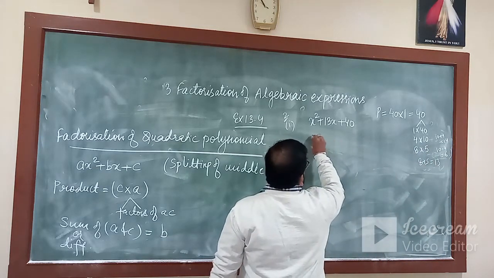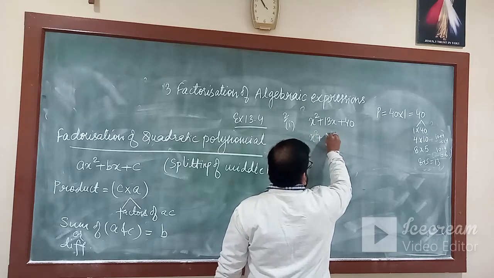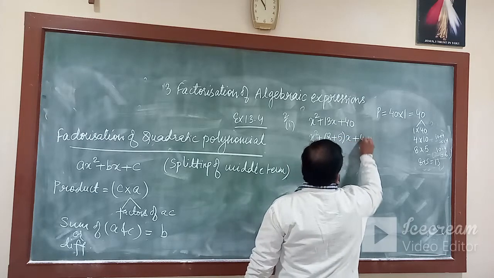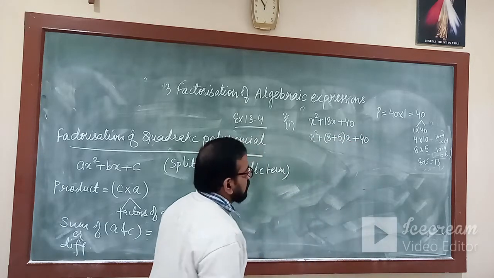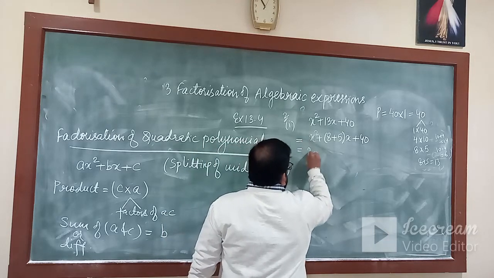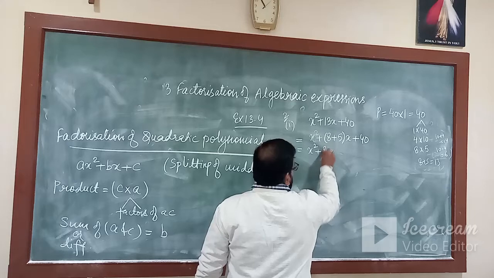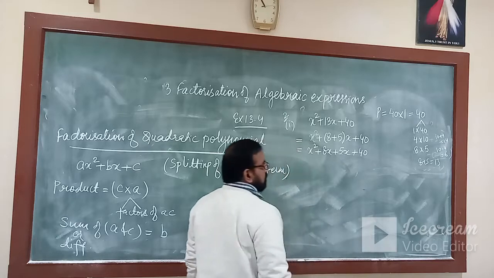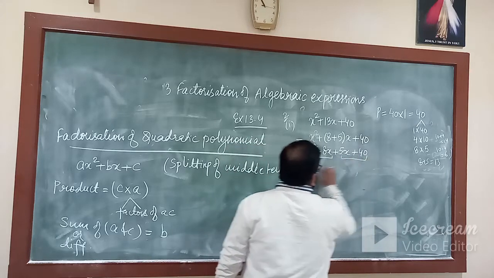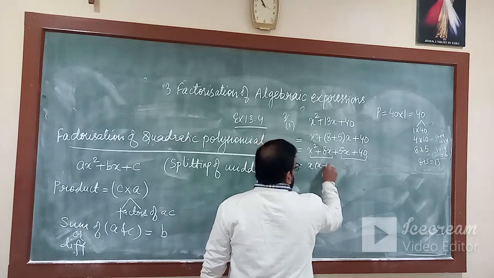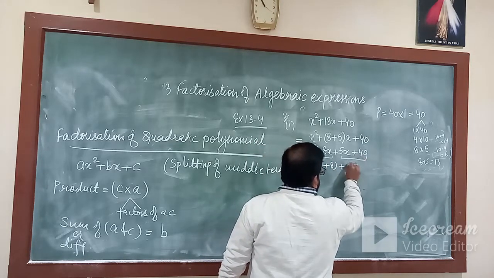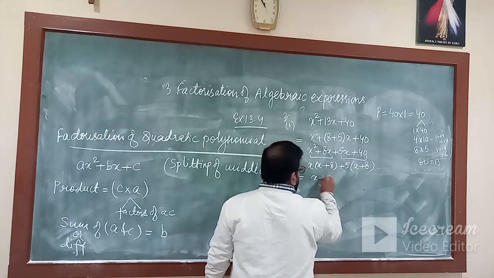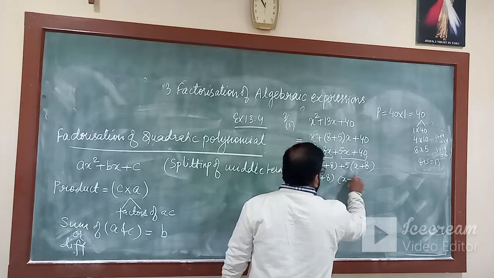So what can we do? x square in place of 13x, now I will write 8 plus 5 x plus 40. So now this x will come inside the bracket. It becomes 8x plus 5x plus 40. So here these are the two groups. I will take x as common, x plus 8. Here 5 and 40, I will take 5 as common, x plus 8. So finally what is our answer? x plus 8 into x plus 5.